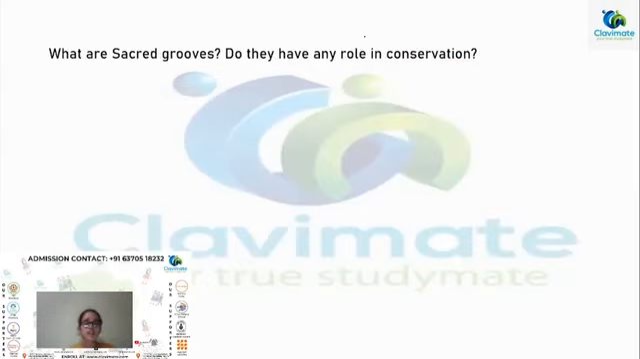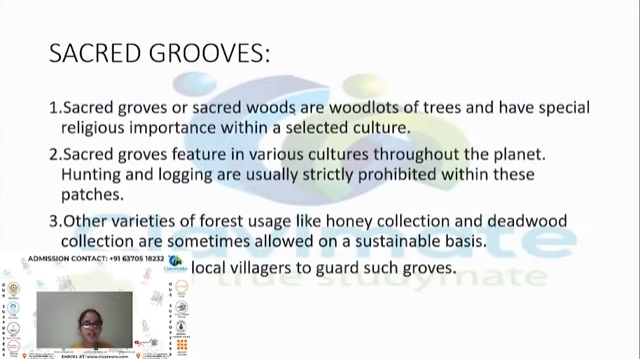What are sacred groves? Do they have any role in conservation? Sacred groves are woodlots of trees that have special religious importance within certain cultures. Hunting and logging are usually strictly prohibited within their boundaries. Other forest usage like honey collection and dead wood collection is sometimes allowed on a sustainable basis. NGOs work with local villages to guard such groves.